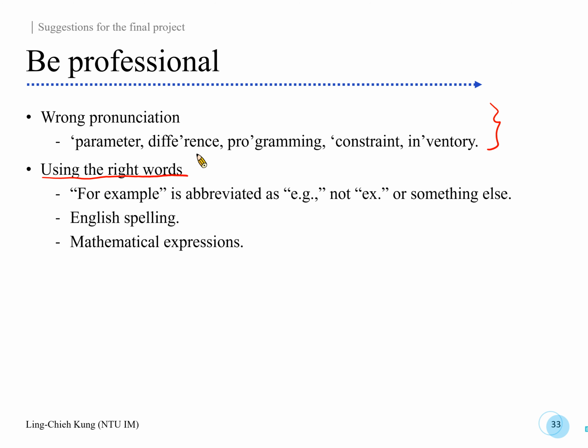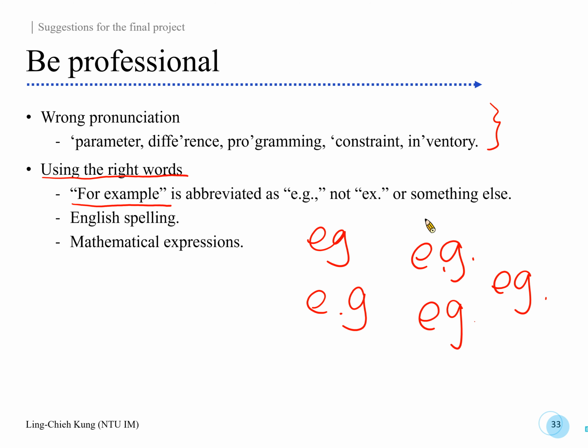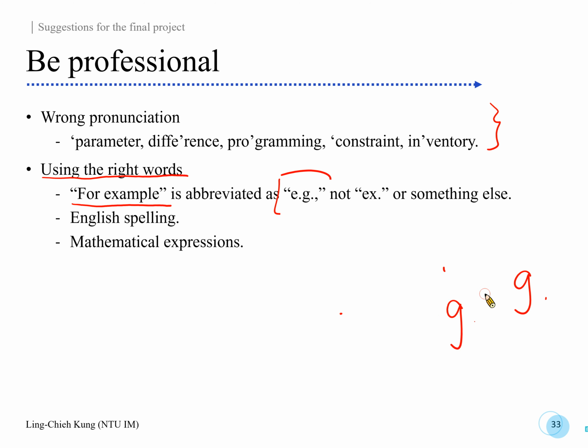You need to use the right words in your writing. "For example" is abbreviated as E.G. comma. These 5 characters, one by one. It is not EG, not E.G, not EG dot, not EG comma. It is E.G. comma. If you don't write in that way, people know you are not professional. Especially, it's not EX, okay? If I see EX on your final project presentation, you hate me, I hate you, everybody hates each other. Don't do that, okay?